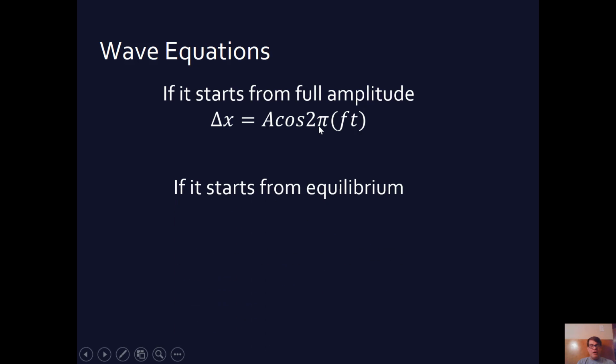Now, if you're writing a wave equation that starts from 0, or from the equilibrium point, then you'll remember that sine is 0 at 0. So if you're starting from equilibrium, you're going to use sine, where A is the amplitude, 2 pi f, again f is the frequency, times t.